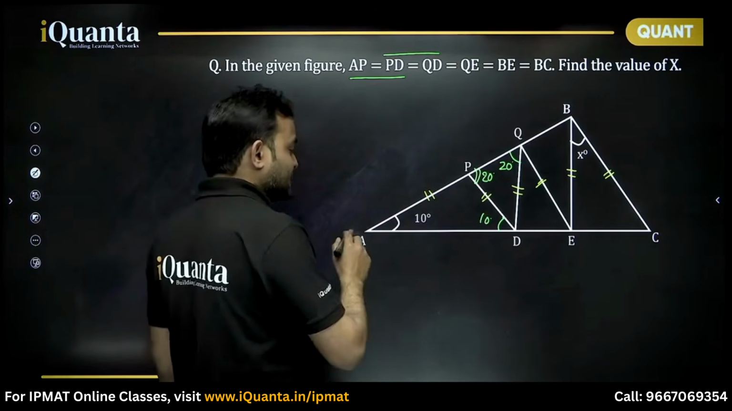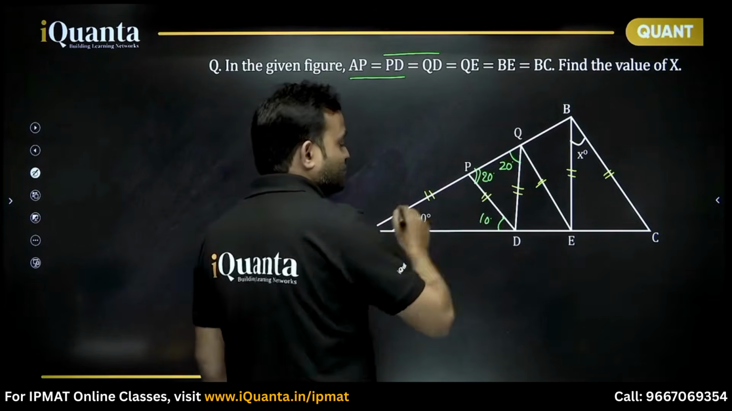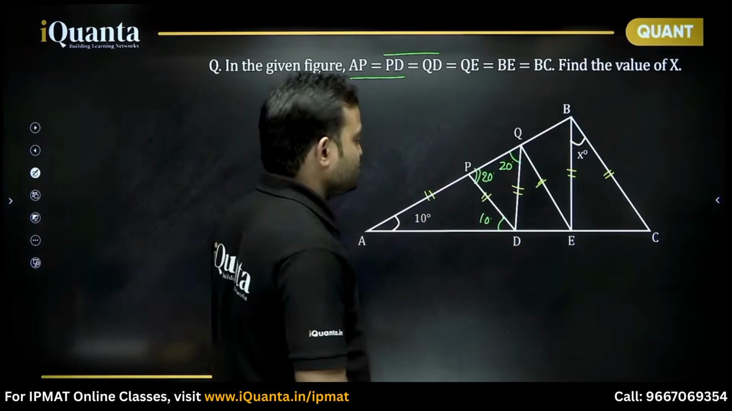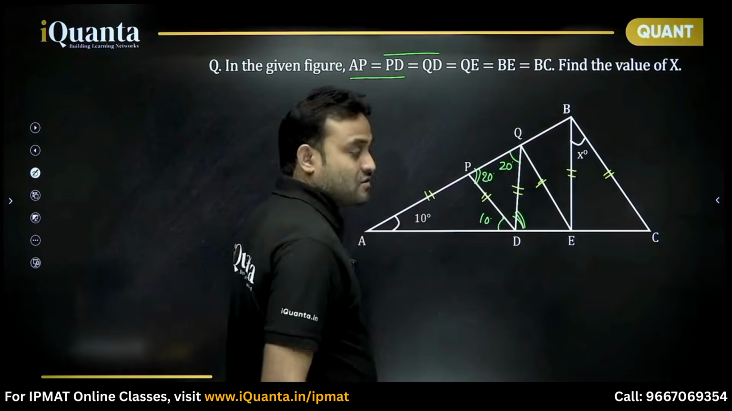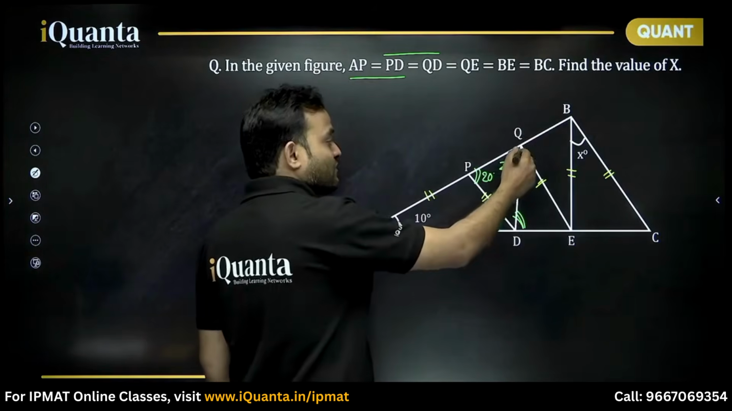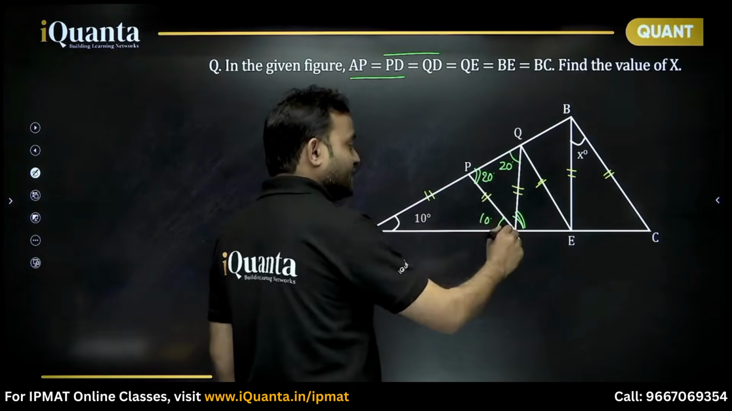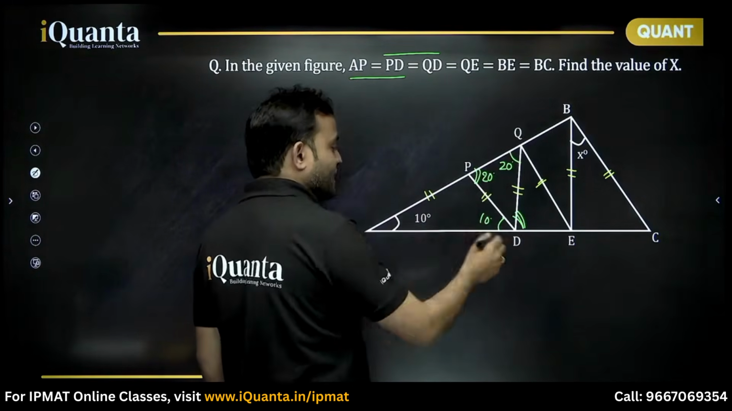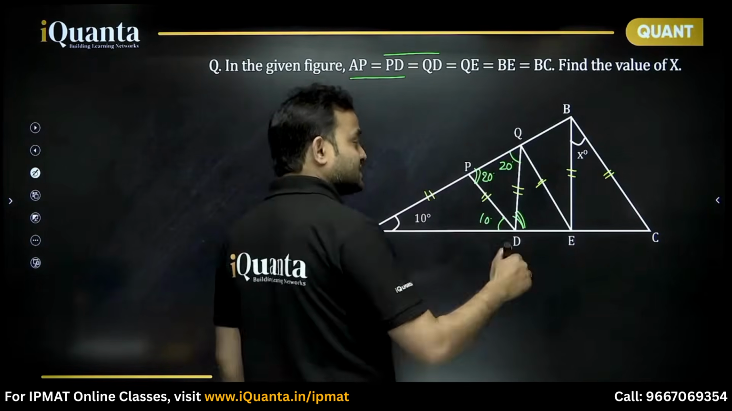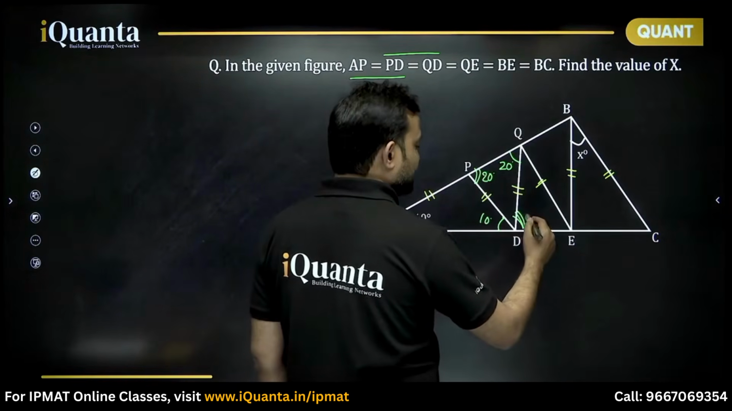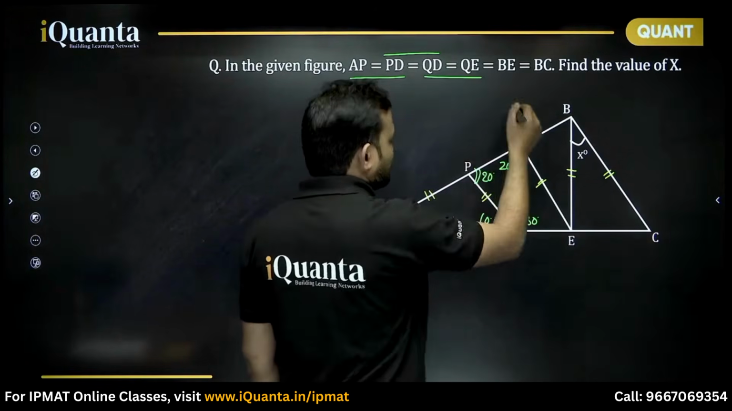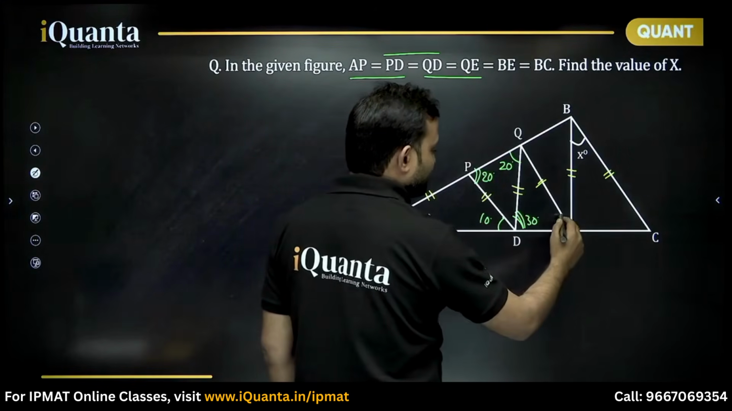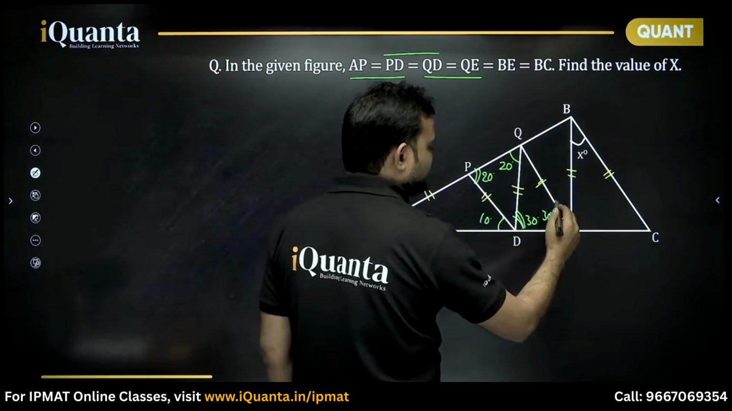Again, check in triangle ADQ. In ADQ, angle D is nothing but the exterior angle, which will be equal to the sum of angle AQD plus angle QAD, the sum of two opposite interior angles. So 20 plus 10, it will be 30. Now it's given that QD is equal to QE. So this angle will also be equal to 30 degrees.